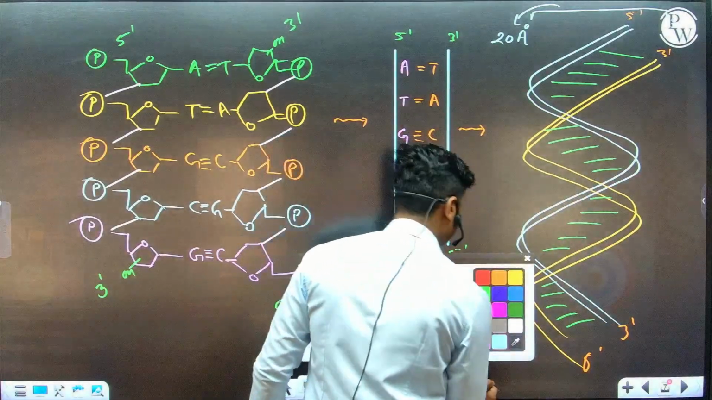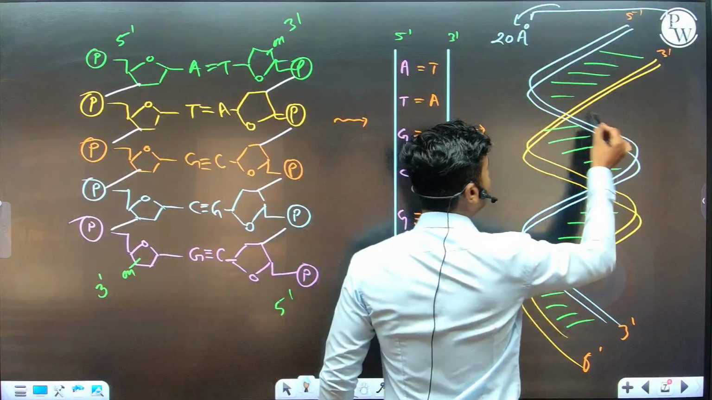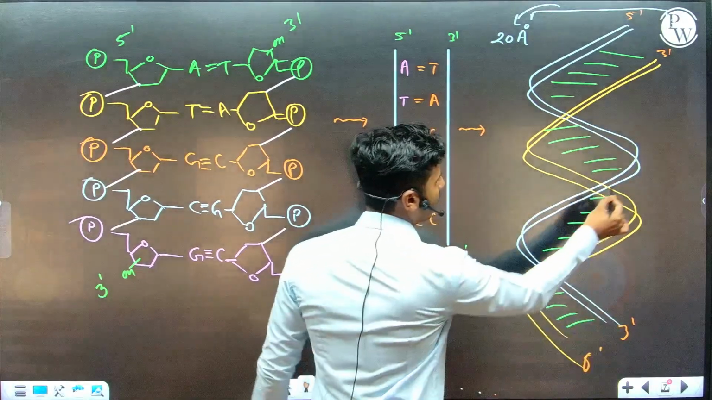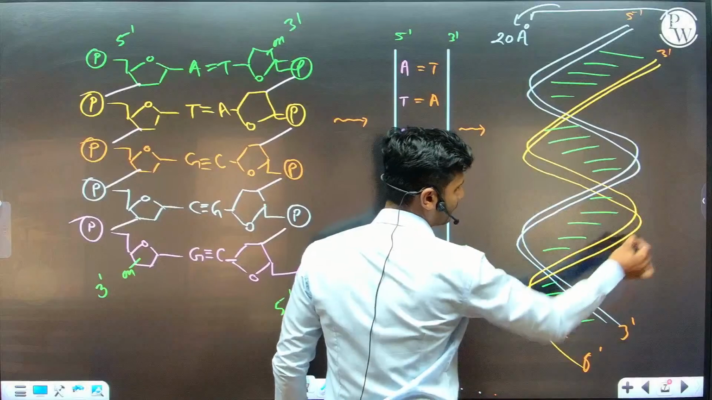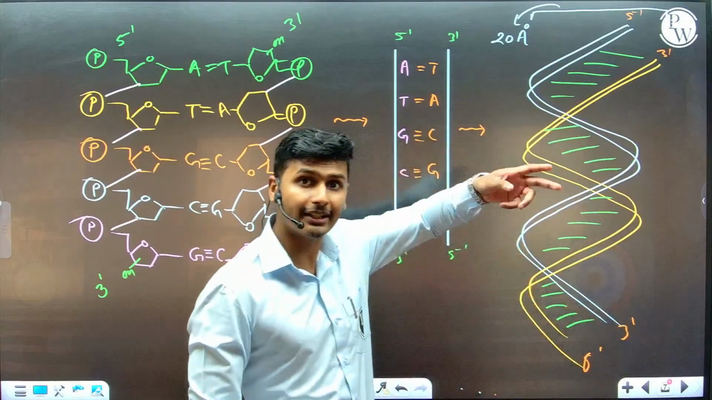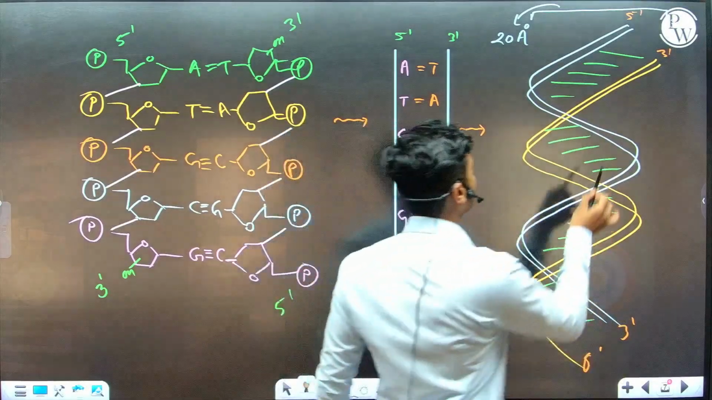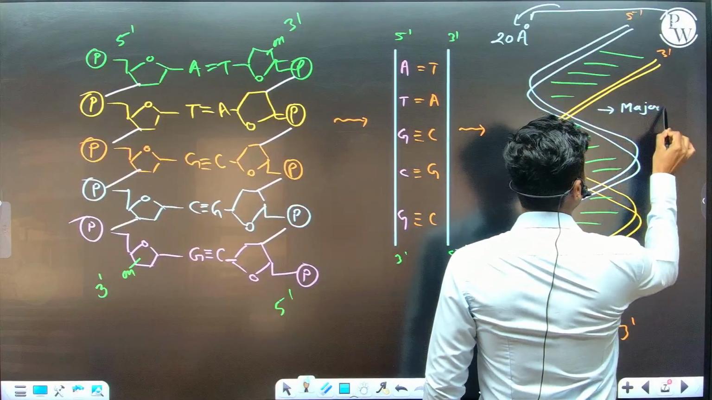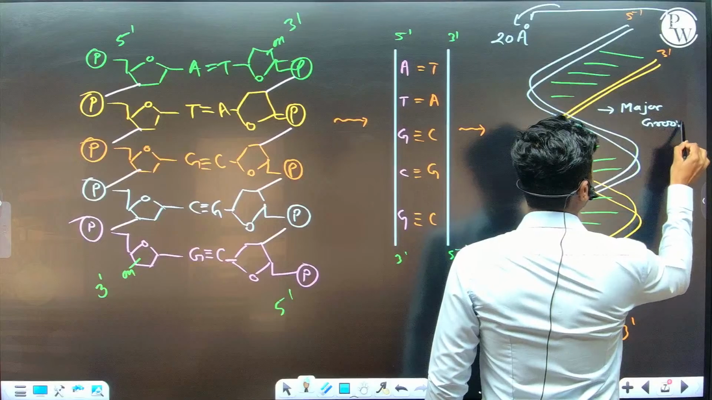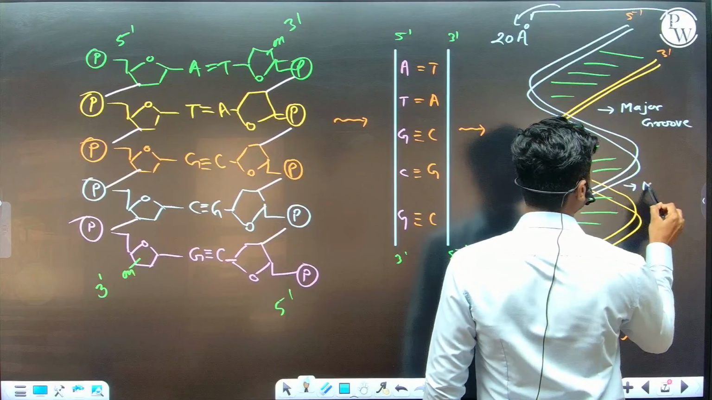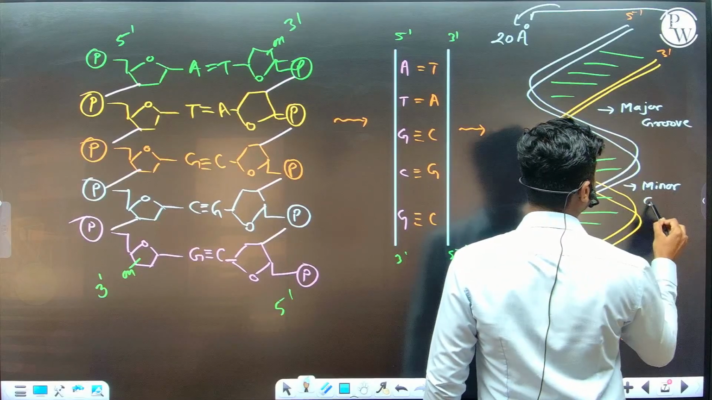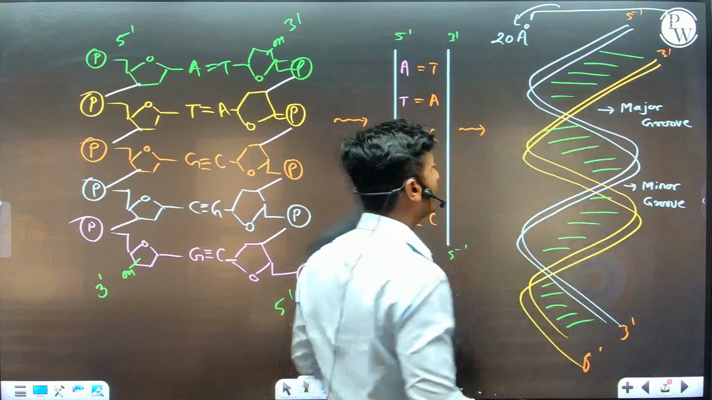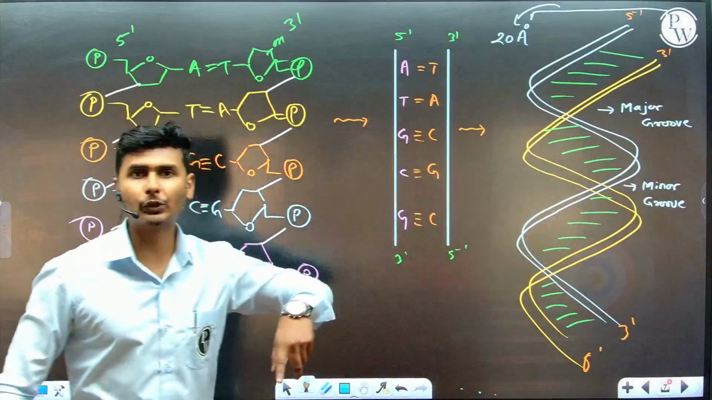Here, this groove is known as the major groove, and this groove is known as the minor groove. Major, minor. Alternate major and minor grooves are present. I am writing here: major groove, and this one is minor groove. This one is major, minor. So alternate major and minor grooves are present.